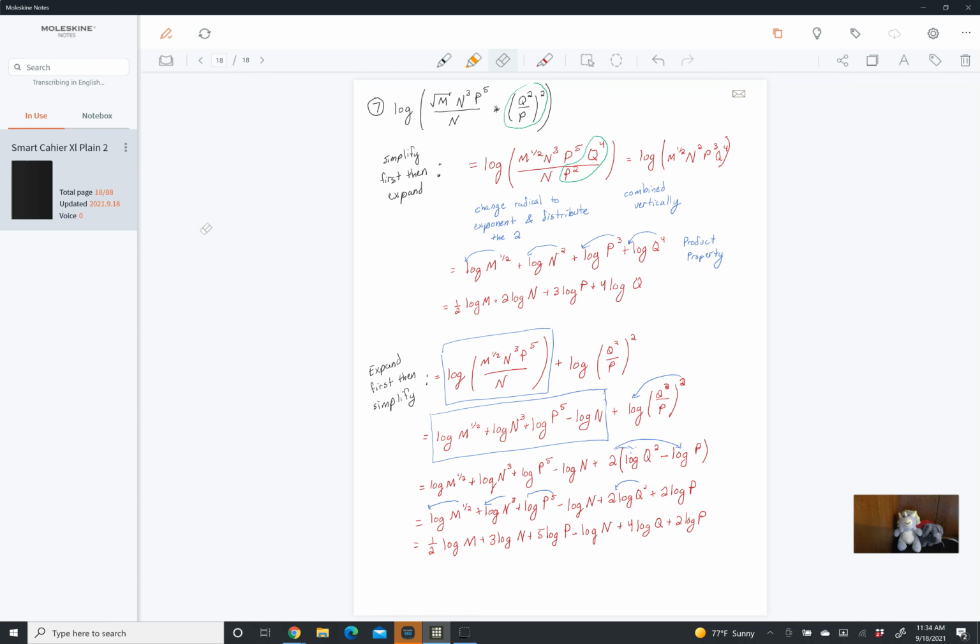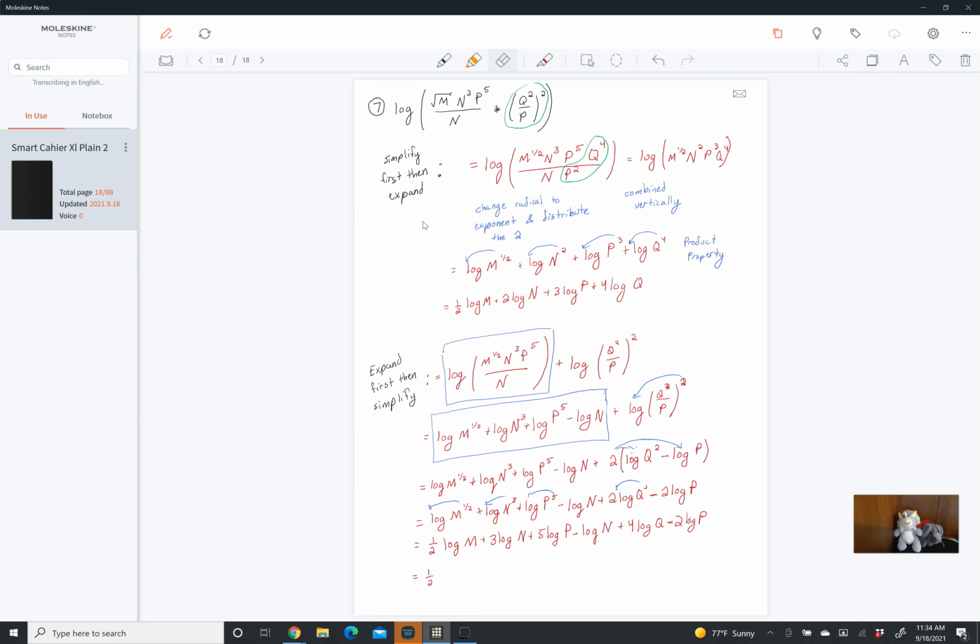Okay, now we're not quite done yet because we don't have any exponents, but we do have more than one log. We have a 3 log n and we have a negative log n. And we have a 5 log p. And I'm sorry, this should be a -2. I forgot it's a minus. And a -2 log p. Okay, so what we're going to do is combine like terms here. And this is our last step.